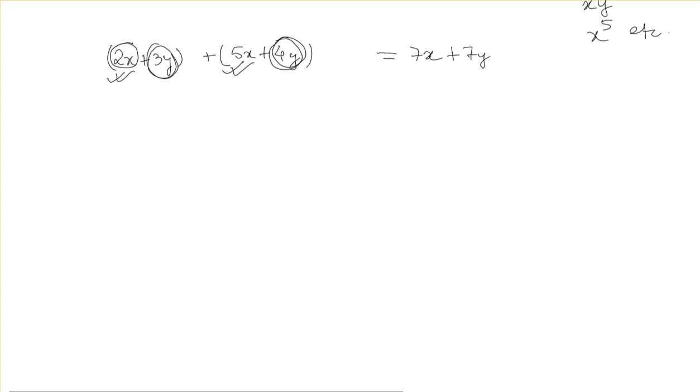We can write this in a better way. Taking 7 as common, we can write 7 times x plus y. Okay. Now the second example is here.